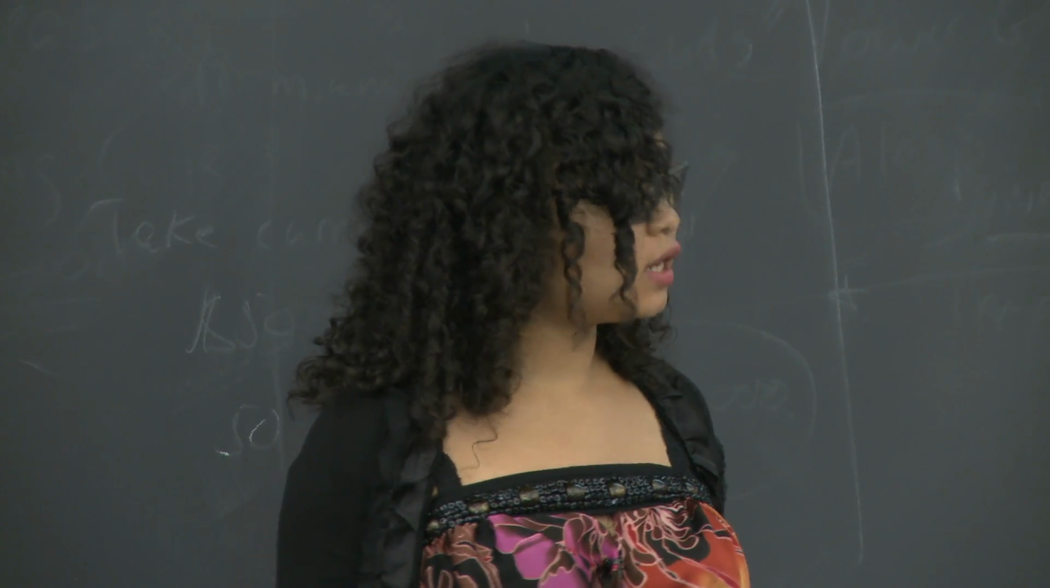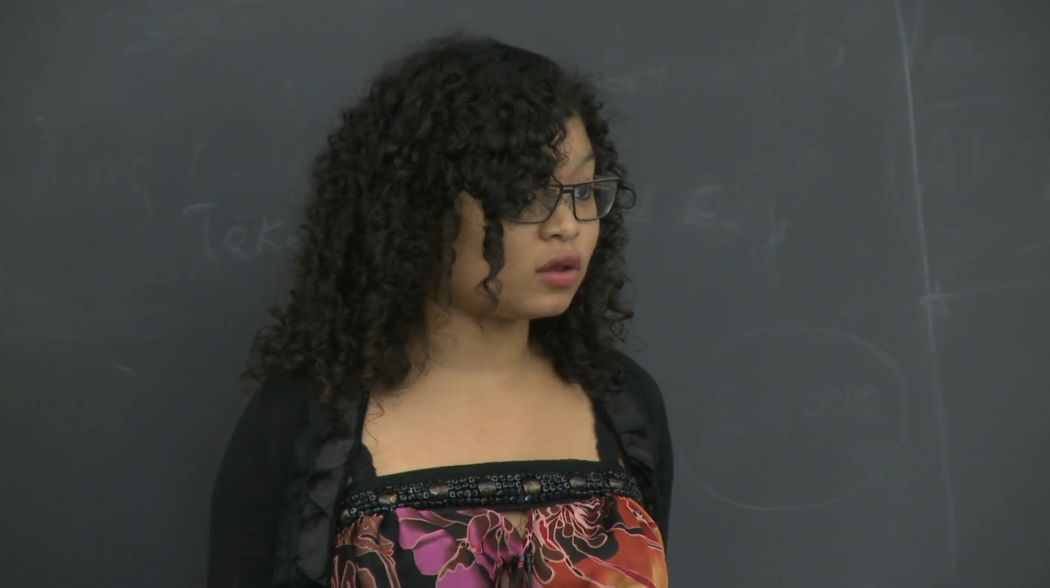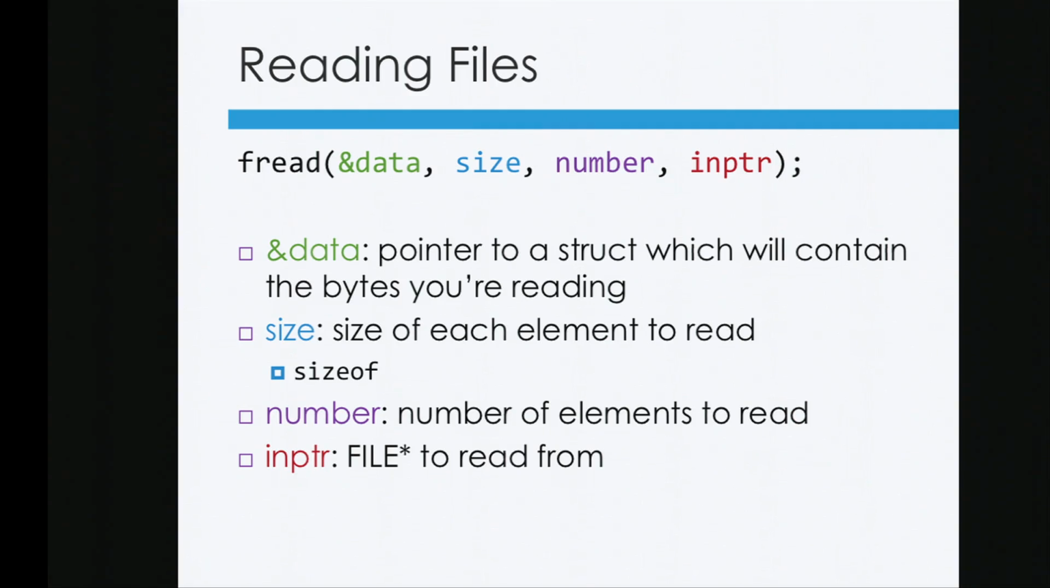When you're reading from files, the structure is as follows. First, you include the pointer to the struct that will contain the bytes that you're reading. That's the end location of the bytes that you're reading. You're then going to indicate the size, basically how many bytes your program has to read, how large one element is, and then you specify how many elements you want to read. And finally, you have to know where you're reading from, right? So that's going to be your in pointer.